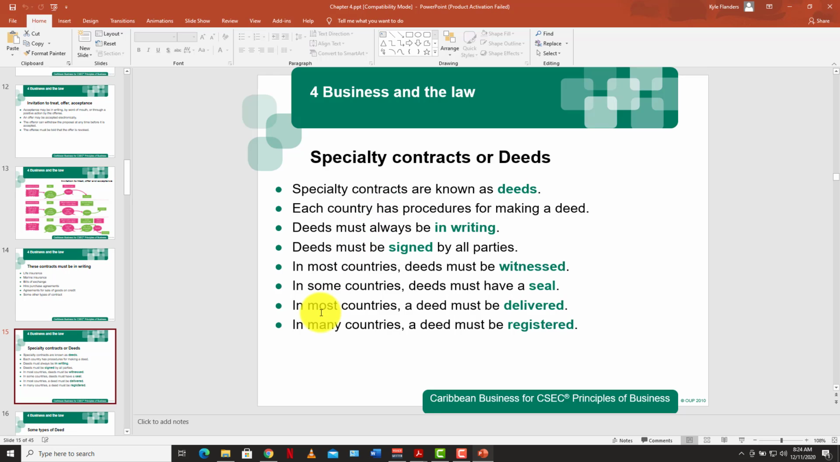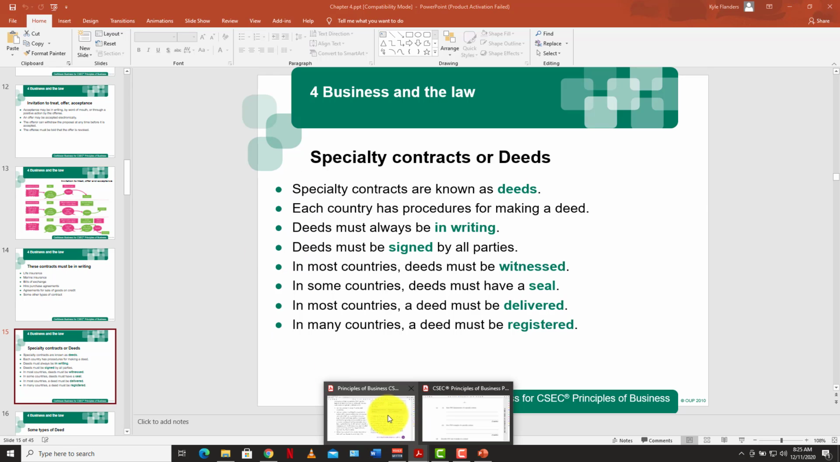Here are some more characteristics of the specialty contract. In most countries, these must be witnessed, so there must be a witness to the signing. And in many countries, a deed must be registered. But these must be signed by all parties, that's one for sure. And these must always be in writing, that's for sure. And so those are characteristics of this specialty contract.